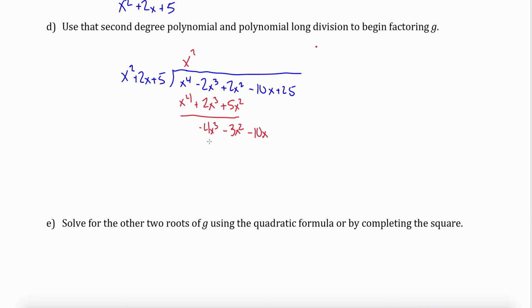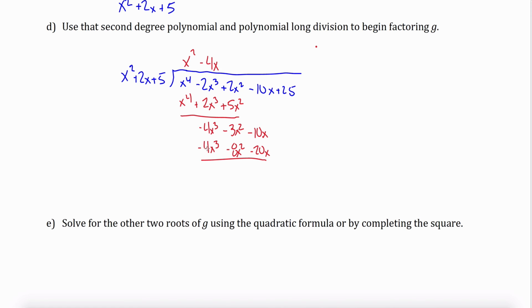To get rid of this negative 4x cubed, I need to put a negative 4x up here. Negative 4x times x squared gives me the needed negative 4x cubed. Negative 4x times 2x gives me negative 8x squared. And negative 4x times 5 gives me minus 20x. Subtract again.